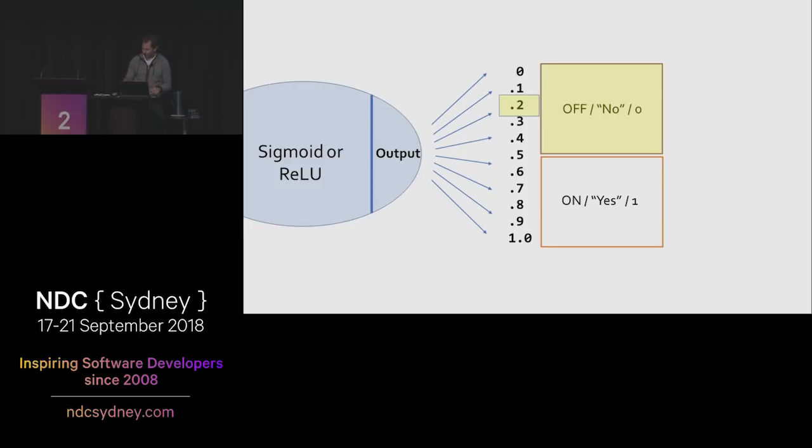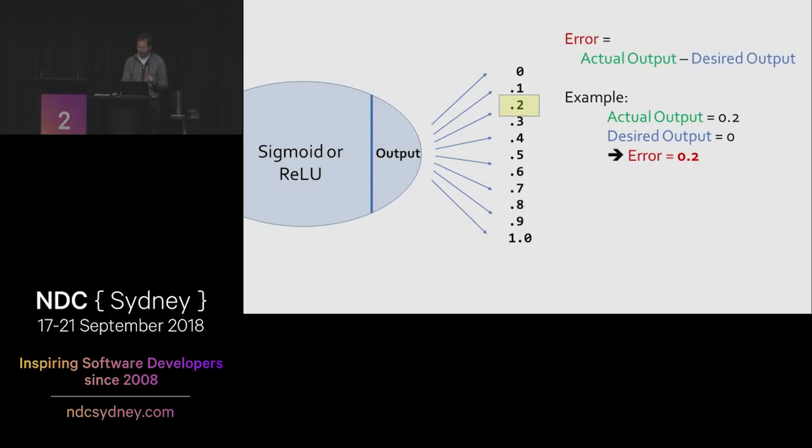But the important thing now is that we can measure the rightness or wrongness of this. So if it outputs a 0.2 and we wanted an output of 0, we can say the error is 0.2. The error is the actual output minus desired output. If the desired output was a 1, the error would be minus 0.8. Right, so it seems reasonable that we want to minimize the error across as many of the samples as we can, right? But there is a complication in doing this.